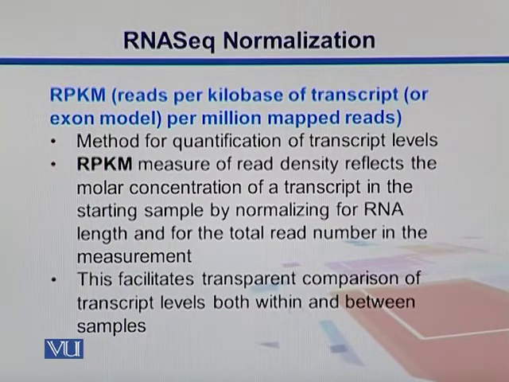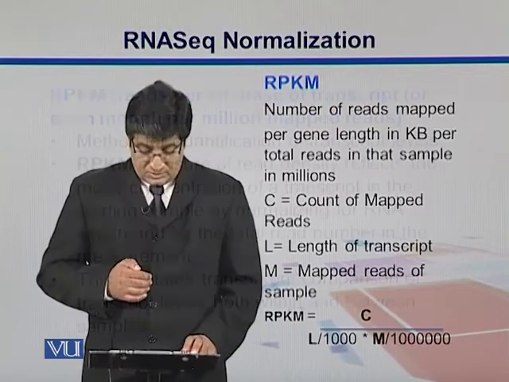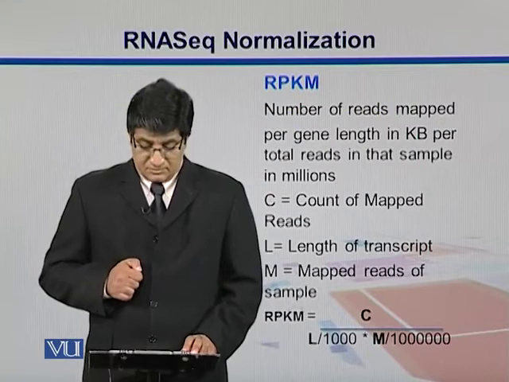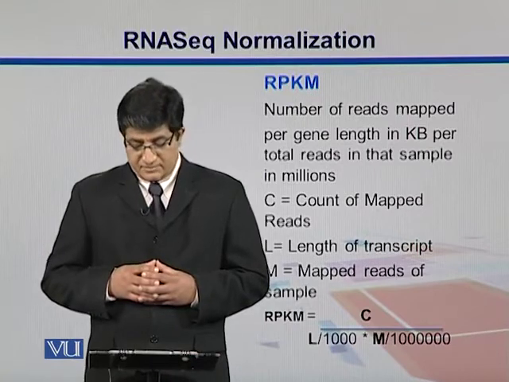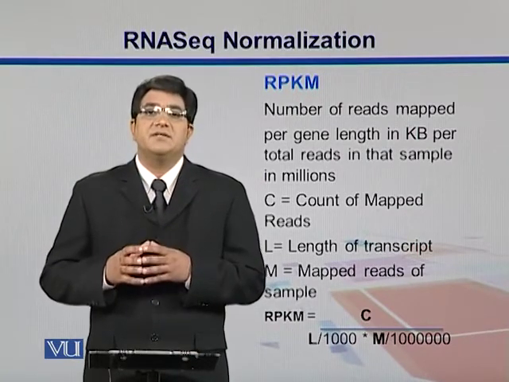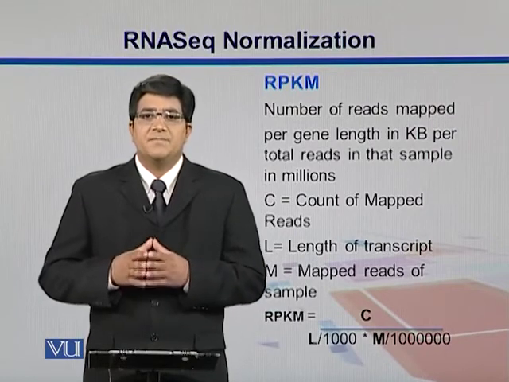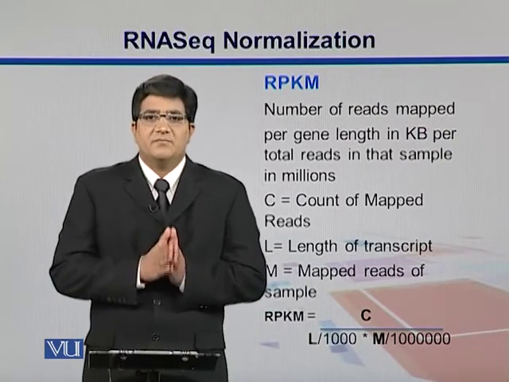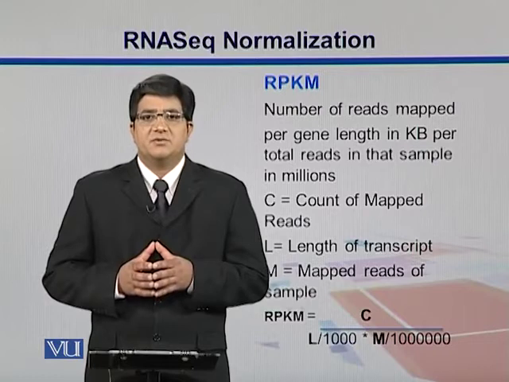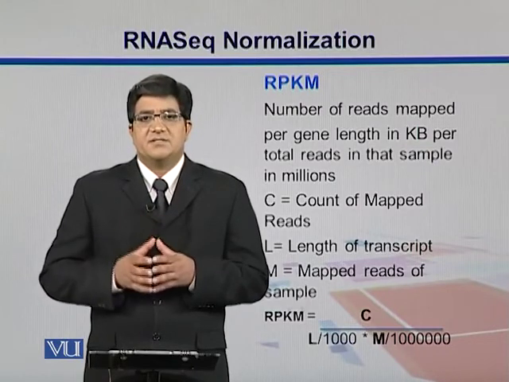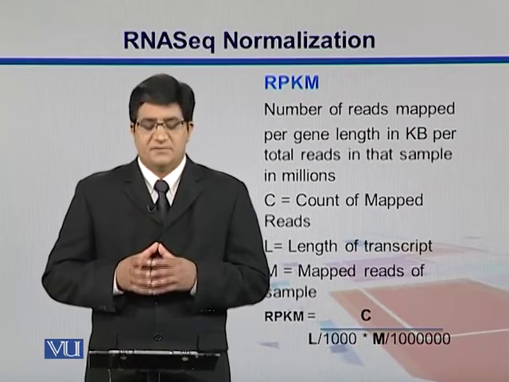Within sample means, for example, genes A and B within treatment 1, and when we talk about across samples, we have, for example, the comparison of the same gene across different treatments. So RPKM is represented by this formula. It is the number of reads mapped per gene length in kb, per total reads in that sample in millions. So we take the read numbers and convert them into millions. In this way, every number is coming from 1 million. So we are correcting for the variation within the samples in the total number of reads assigned to each sample by the sequencer.